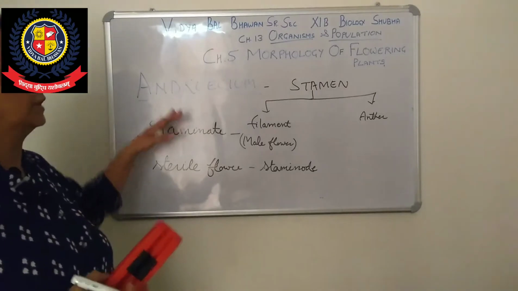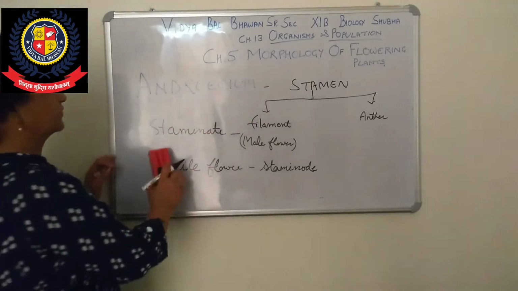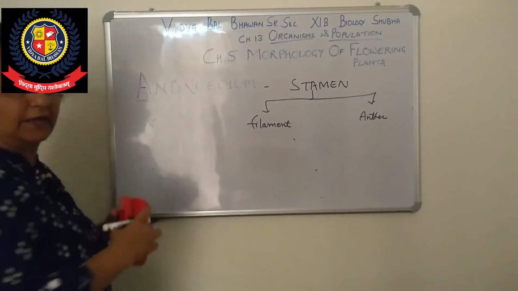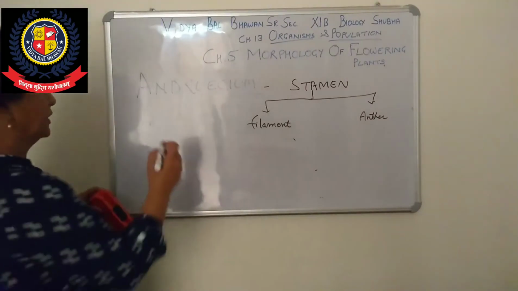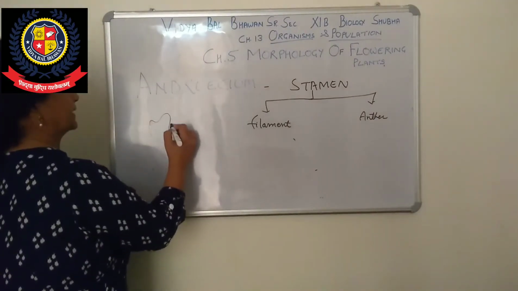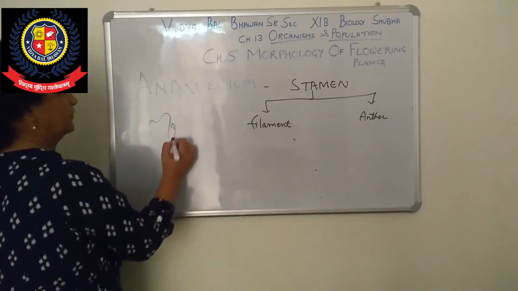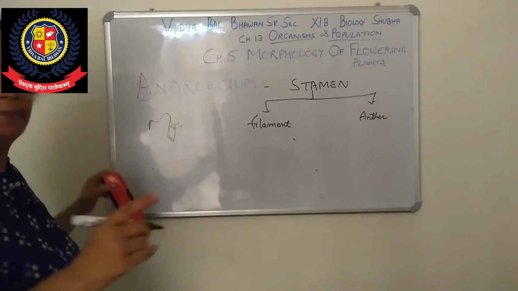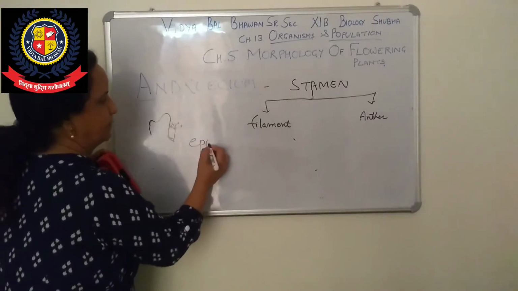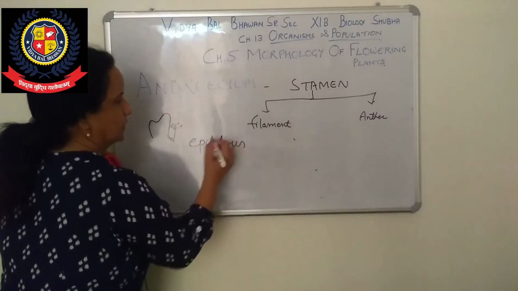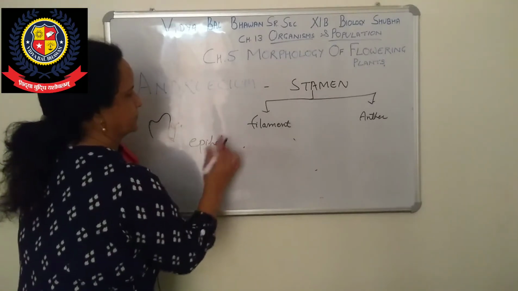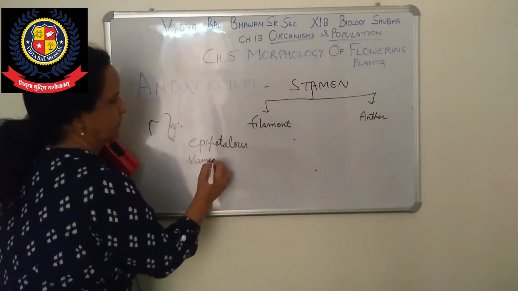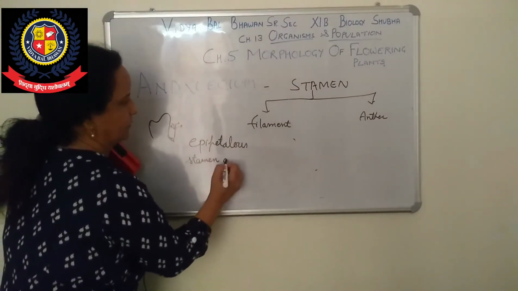So now androecium in the form of stamens. Suppose stamens are attached to petals. Recall that these are the petals, and their stamens are there. If these stamens are attached to the petals, then it is called epipetalous. What is it called? Epipetalous, which means stamens attached to petals.